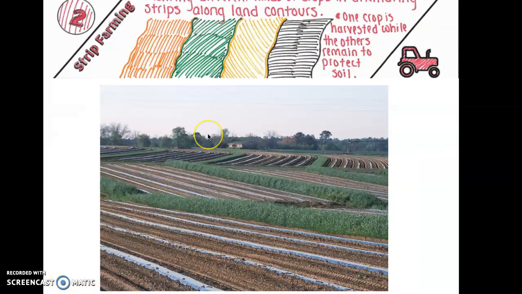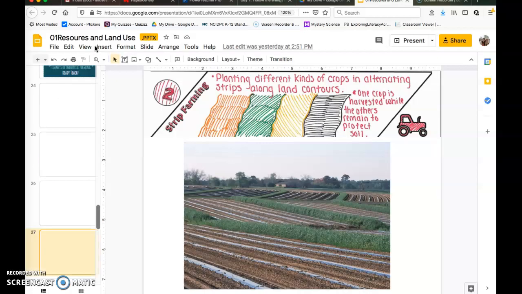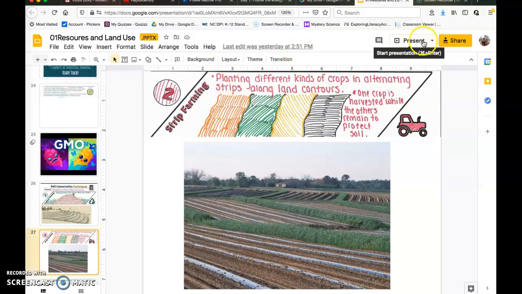Our second type of soil conservation method here is, I'm going to do it like this so you can see all the words. A soil conservation technique is called strip farming. This is where we plant different crops in alternating strips along contours. So instead of just planting one type of crop, which we learned about is called monoculture, we're planting multiple in the same field.